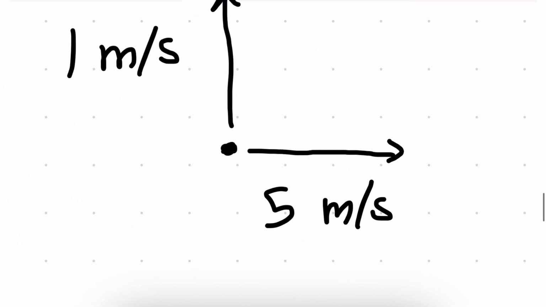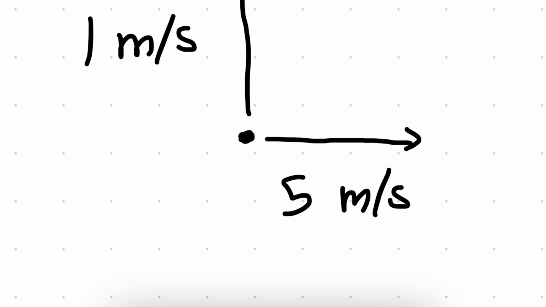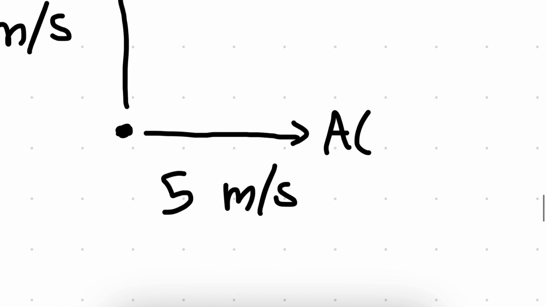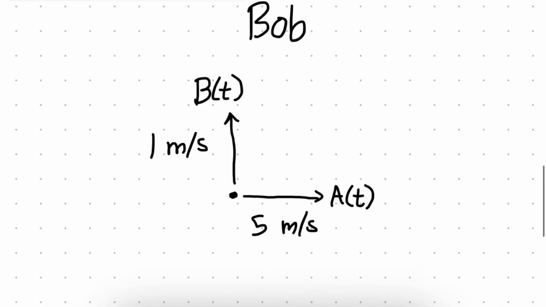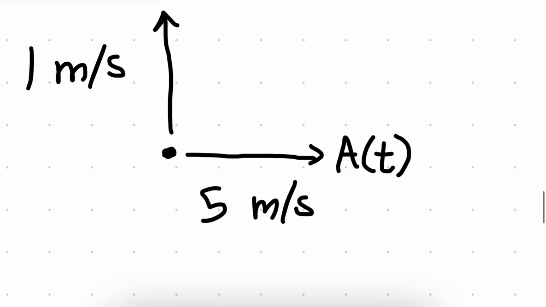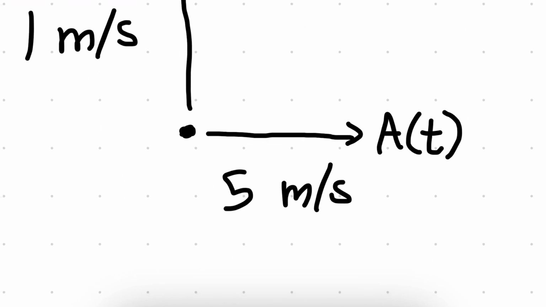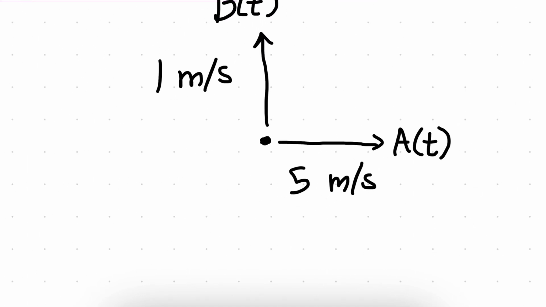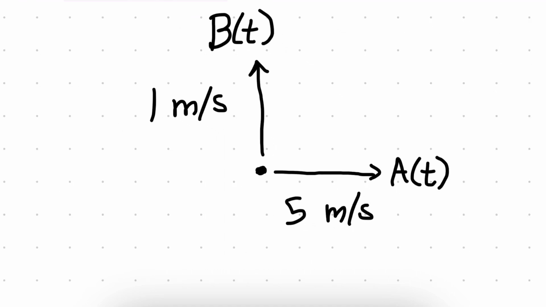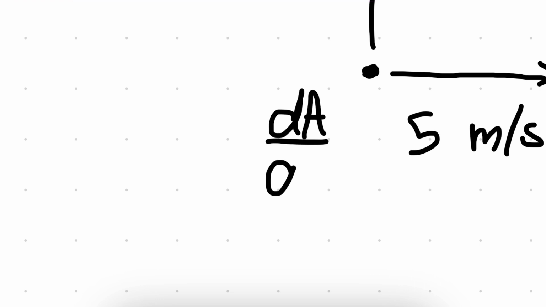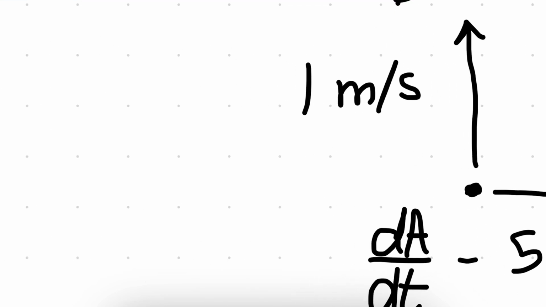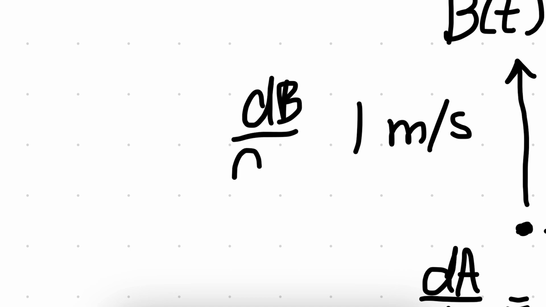So if I let the distance from the starting point with respect to time be a of t, this would be a of t for Alice, and this would be b of t for Bob. So what I'm saying here is that a of t is the distance that Alice has traveled with respect to the starting point. And b of t is the distance that Bob has traveled with respect to the starting point. So we can say that 5 meters per second here is dA divided by dt. And the 1 meter per second here is dB by dt.